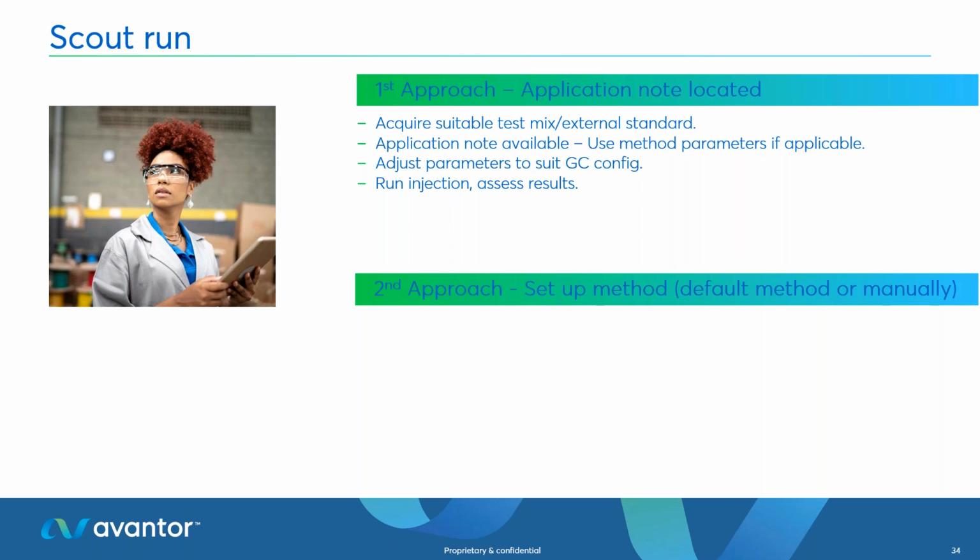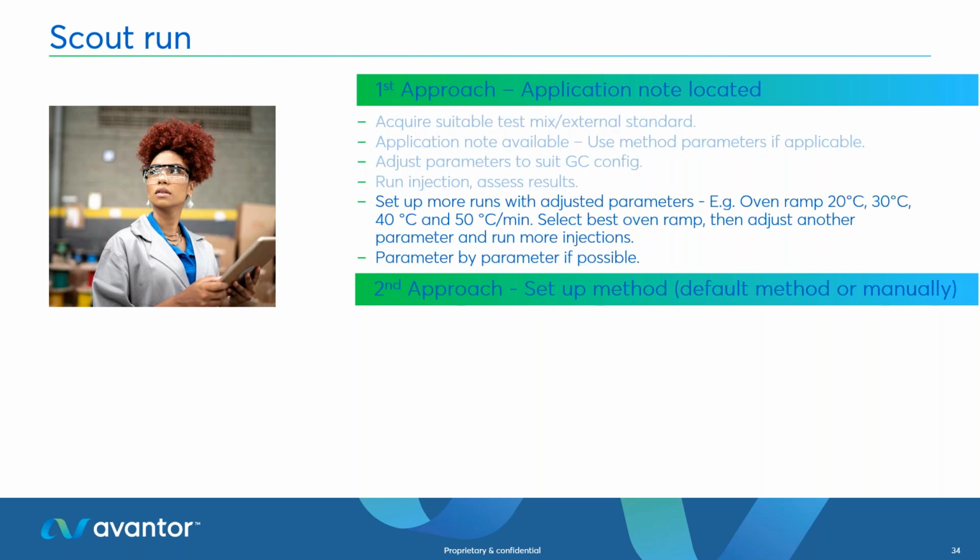Make sure you've got the correct test mixture, because you don't want to set up your method and then have the wrong test mixture and then see all these different peaks that you weren't expecting. So just double check that if you're using an application note, that you try and use it as closely matched to the application that works for your GC and the configuration. Adjust as needed. If you've got different detectors, just double check that what you're going to inject is going to be suitable. When you run your injection, do your first scout run, have a look at what you're seeing.